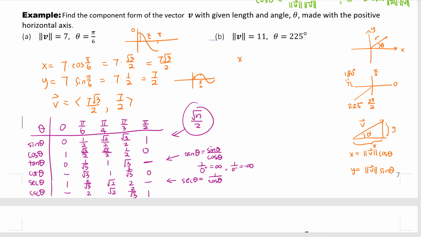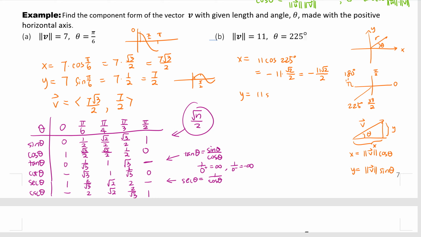Okay, so x is 11 times cosine 225 degrees. Well, the value is the same as 45 degrees, but it's either plus or minus. It's in the third quadrant, so the sine is negative and the cosine is also negative. So this is negative 11 times, what's cosine 45 degrees? Root 2 over 2, so minus 11 root 2 over 2.